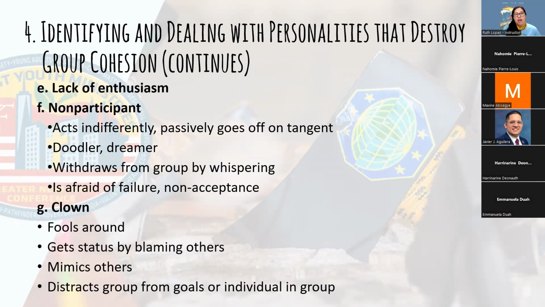Then you have the lack of enthusiasm. If you have lack of enthusiasm, you need to reflect on why. If it's just the one person, then you can give incentives. You can ask that person what their interests are. You can get in touch with them in private and say, what is going on? I see that you're not enjoying club meetings. Can I ask you why?